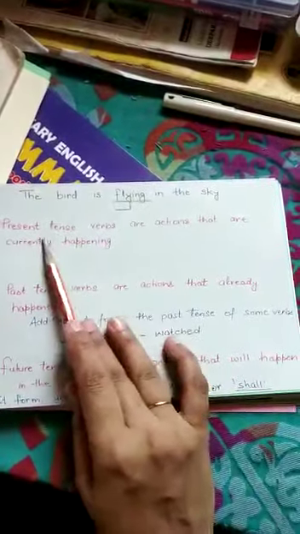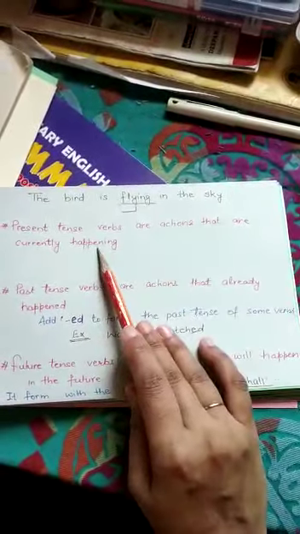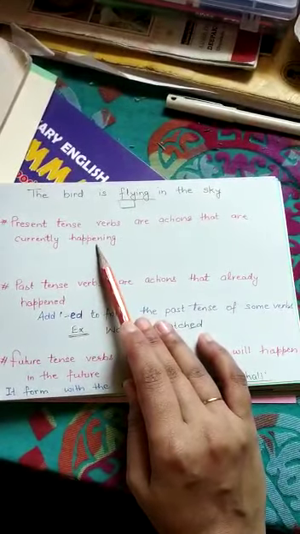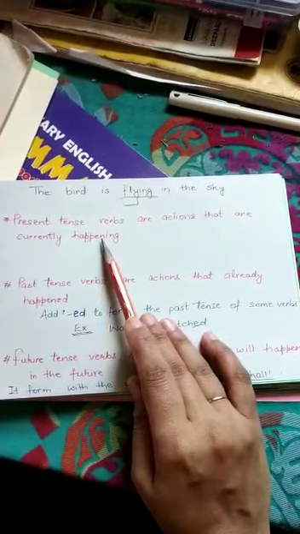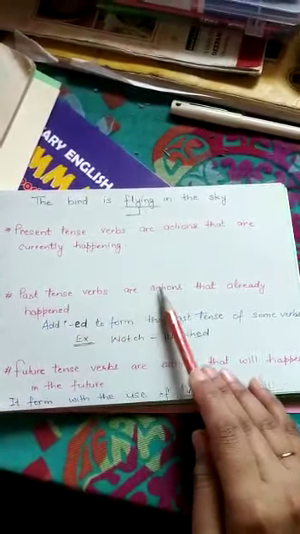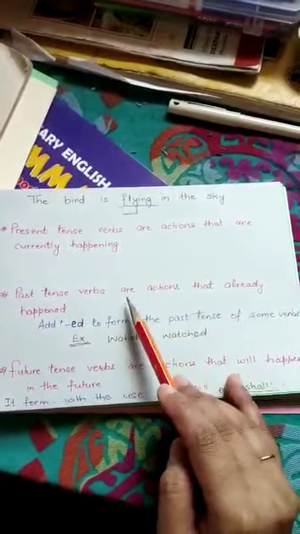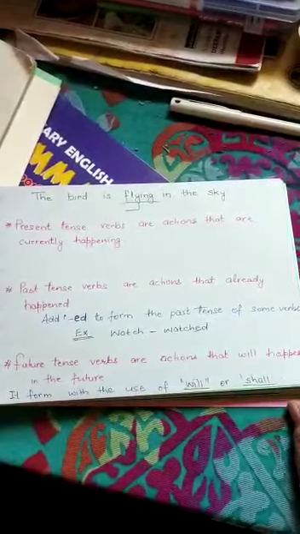So now, what is present tense? Present tense are the action that are currently happening. Means present tense, in Hindi we call it Vartaman Kal. The action which is already taking place right now is called present tense. Past tense verbs are the action that already happened. Past tense is the word that is already happened.